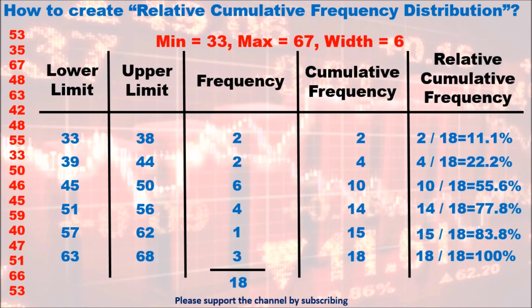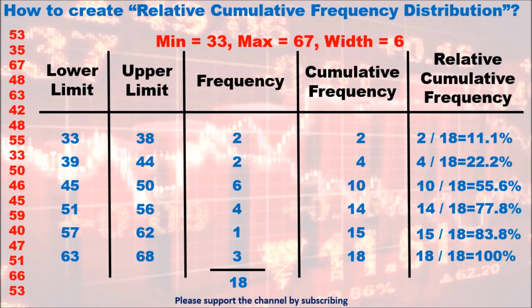Now, another quick way to make sure that you have not made any arithmetic mistakes: number one, each subsequent relative cumulative frequency needs to be larger than the previous one. Number two, the last relative cumulative frequency would always be 100%. Reason being, the total number of frequencies is the same as the cumulative frequency of the last entry, the last row. So when you take 18 divided by 18, you will always get 100%.